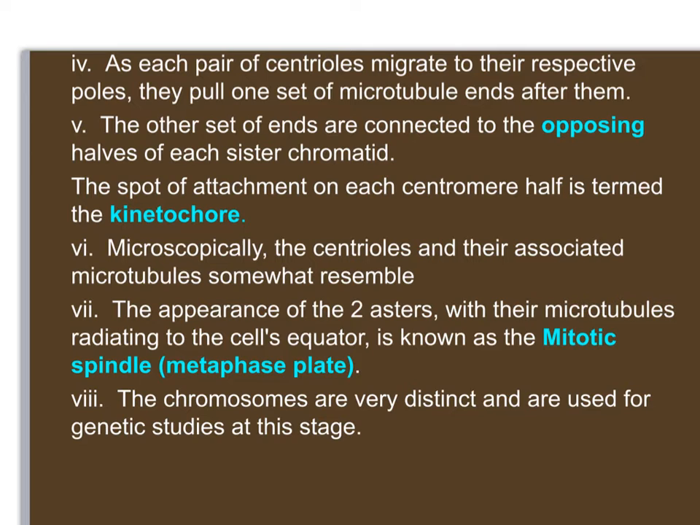Okay, so if you look at the centrioles and their microtubules, you'll see that they're very similar under a microscope. And we don't have microscopes that can show that at our school. Anyway, so the asters, again, the appearance of those two asters with their microtubules coming out, that's known as the mitotic spindle. So it's basically the same thing. Anyway, so chromosomes are very distinct and they're very easy to see in prophase. So this is when most genetic studies are done.